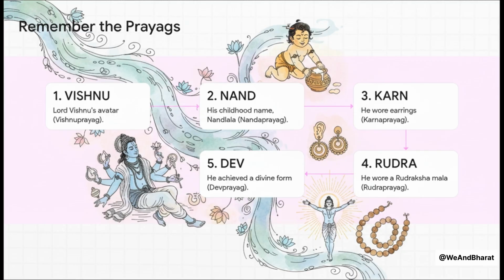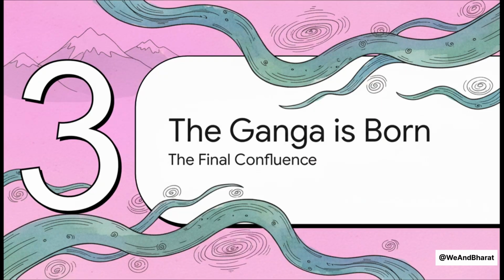How cool is that? And that last step in our memory trick, Dev Prayag, brings us to the grand finale of our river journey. After collecting the waters of 4 huge tributaries, our hero river, the Alaknanda, arrives at the 5th and final Prayag, Dev Prayag. This is the moment everything has been building towards.